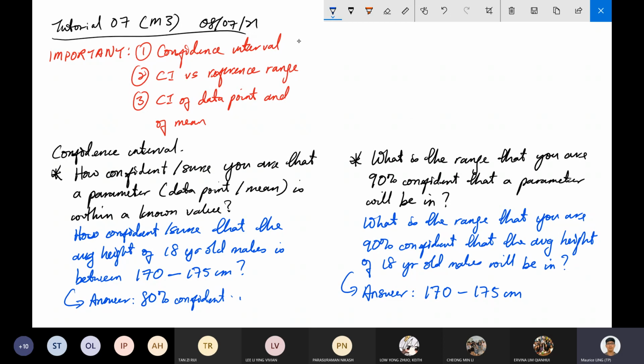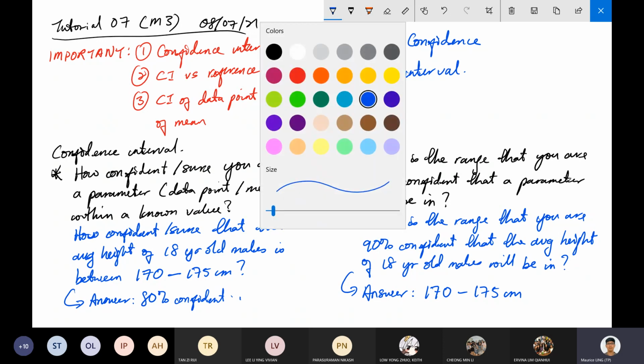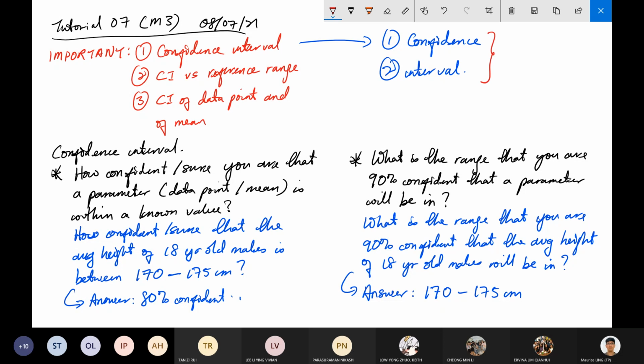Confidence interval actually has two parts. One is the confidence. The second part is the interval. So you make sure that you have these two components first. And what determines the confidence and the interval is based on sample size. So sample size is very important in confidence interval.